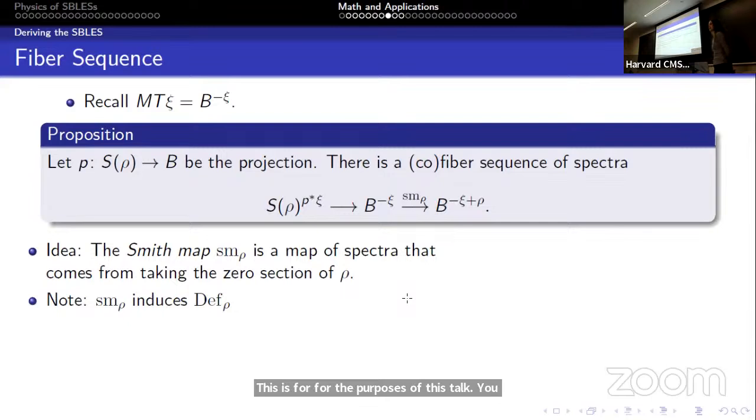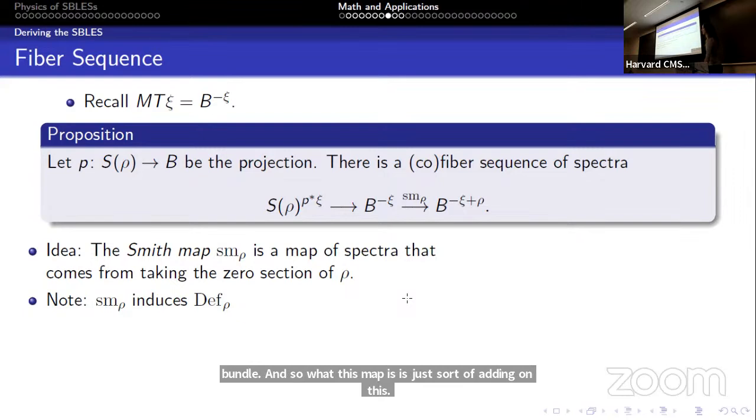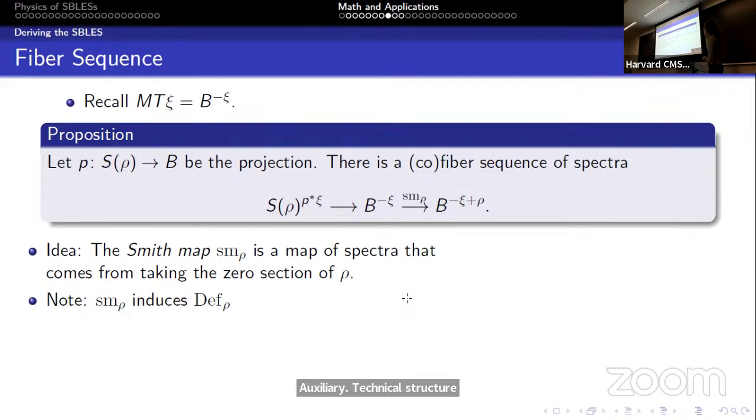And this map really comes from taking the zero section of rho. So if I just had a map from B to the Thom space of rho over B, this map would be given by taking the zero section of rho considered as a vector bundle. And so what this map does is just adding on this auxiliary tangential structure in some sense. But it really comes from taking the zero section, which goes back to what Leon was saying when he talked about anomalies on a defect. When you condense to a defect, it's sort of like taking the zero section.